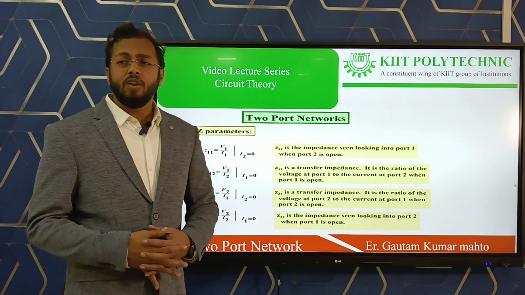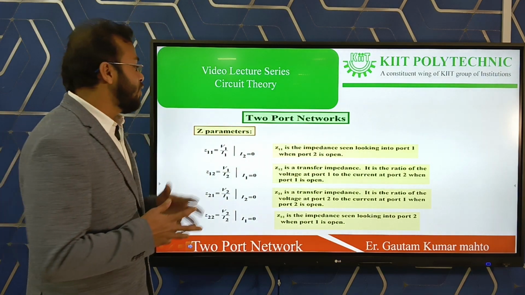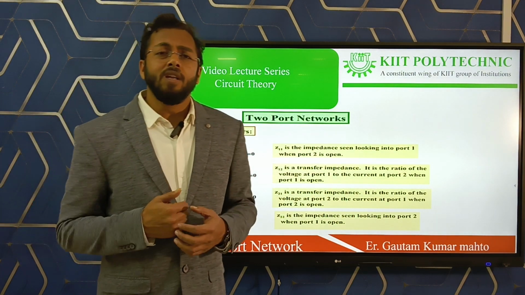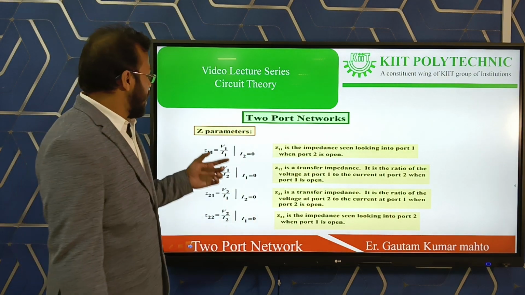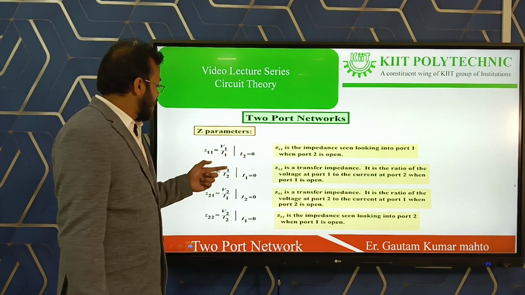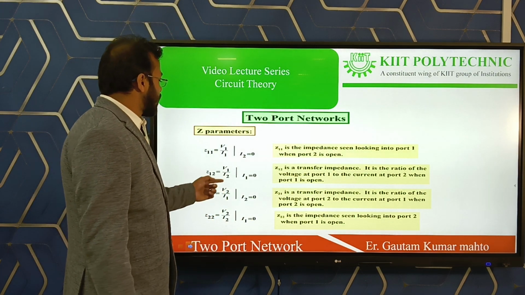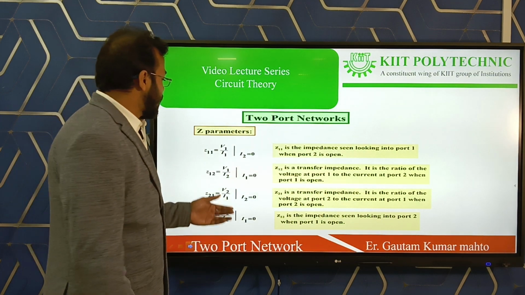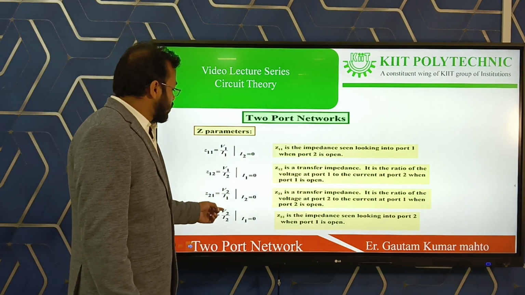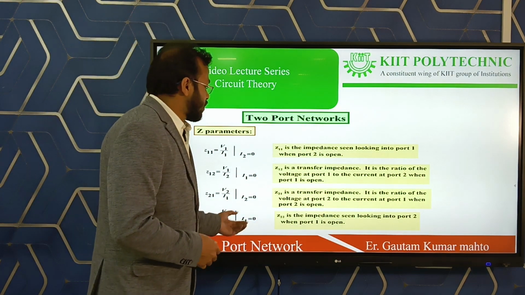Now, how can we calculate the impedance parameters individually? First, Z11: when we make the output side open, that means the output current is 0, and Z11 is equal to V1 by I1. Similarly, Z12 is equal to V1 by I2 when we make the input side open. Z21 is equal to V2 by I1 when we make the output side open, therefore there is no current, and Z22 is equal to V2 by I2 where the input side is open and therefore there is no current.